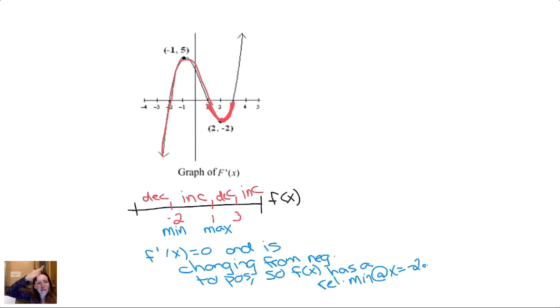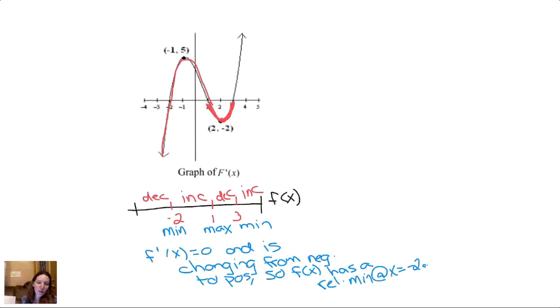And then at 3, the derivative is going from negative to positive. The function is going from decreasing to increasing. So you're going to have a min again. So that's told us a lot about our function, right? We know where the maximums are, where the minimums are. We know when it's increasing and decreasing.